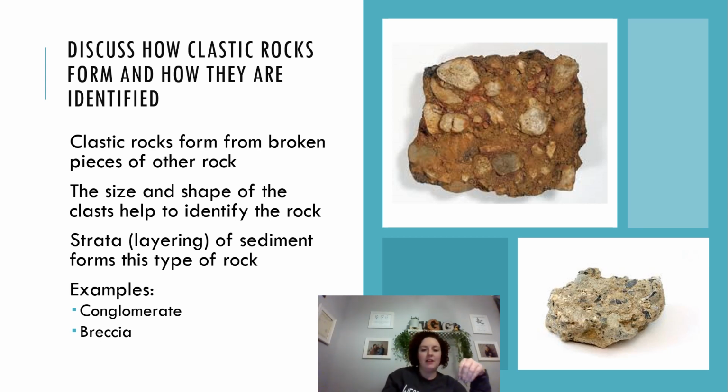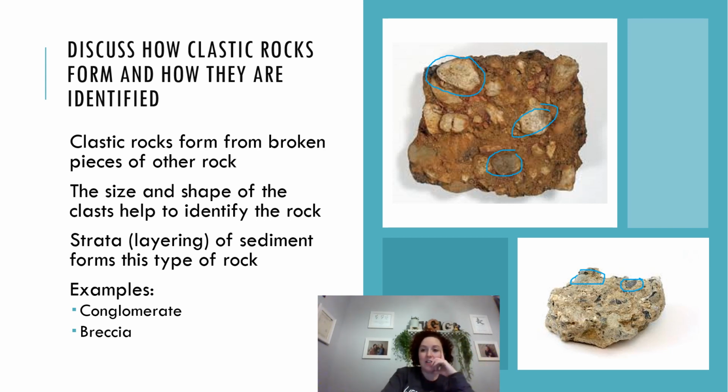The size and the shape of the clastics, clasts, by the way, are pieces, help you identify the rock depending on how gigantic they are, like in this conglomerate at the top, you can see this big piece and this big piece and this big piece, and then everything holding it together is bits of sand and clay and other things that were pushed together. Or if you look at the breccia down here, they're jaggedy, but smallish pieces that are pushed together and again held together that way.